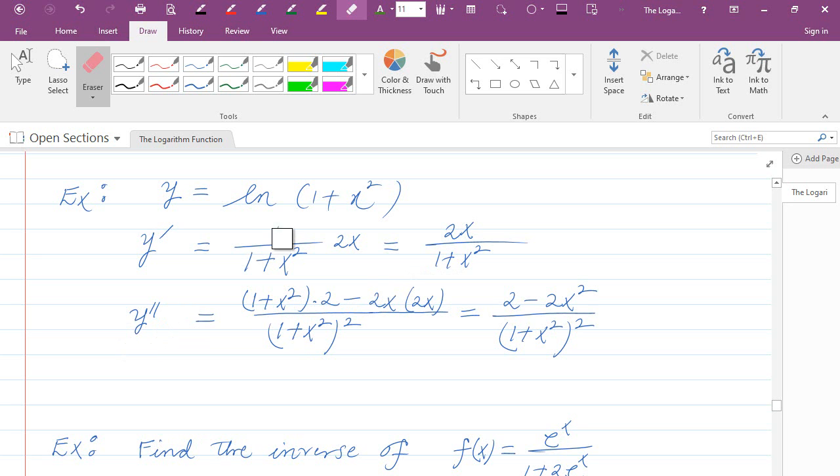Now, what's the second derivative of this function? Well, the second derivative is the derivative of the first derivative. So what do we do? Well, we apply the quotient rule to find the derivative of this. So we square the denominator, and then here the denominator multiplied by the derivative of the numerator, which is 2, minus the numerator 2x, multiplied by the derivative of the denominator, which is 2x. And if you simplify the numerator, you just simply get 2 minus 2x squared.